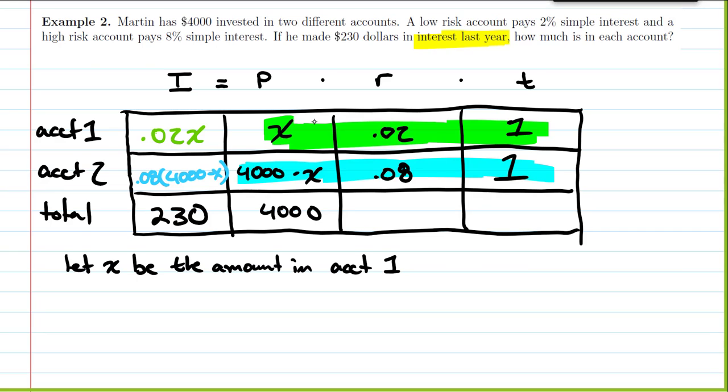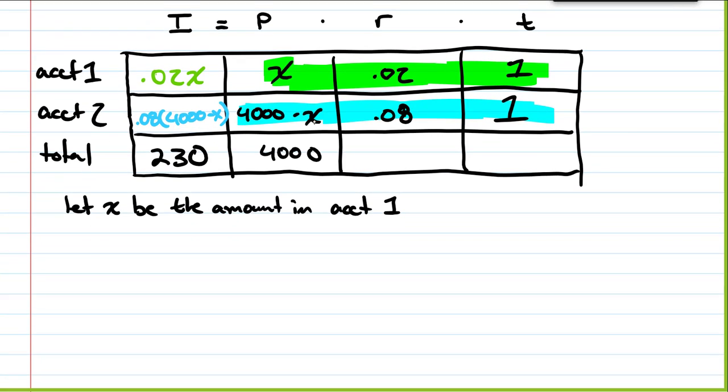So now, I know the interest in account 1 is 0.02x. I know the interest in account 2 is 0.08 times 4,000 minus x. And I know the total interest earned is 230. So that allows me to set up the equation: the interest from account 1, which is 0.02x, plus the interest from account 2, which is 0.08 times 4,000 minus x, is equal to 230.